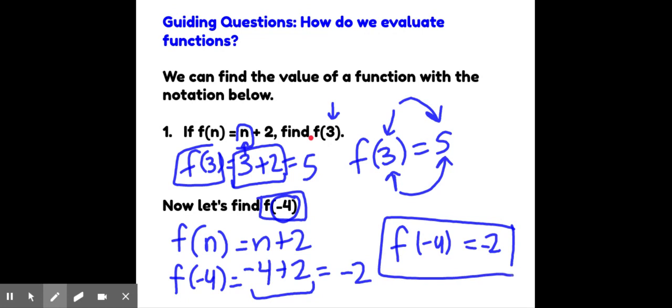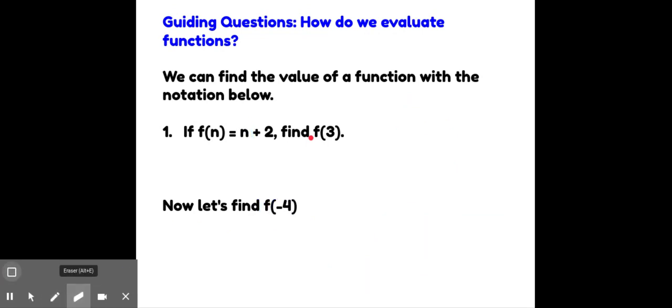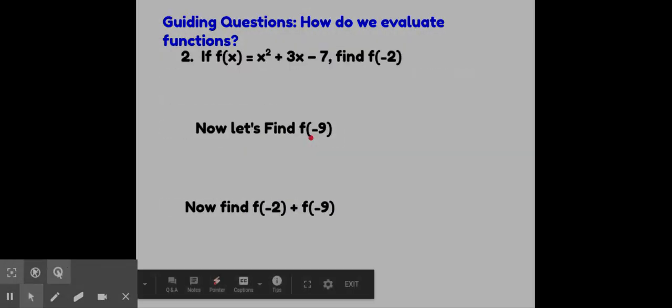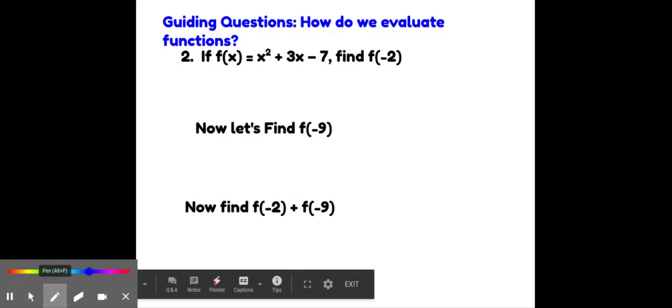But we're going to get into more complicated ones, so I want to make sure that you understand the basics now, like you did when you were in 6th and 7th grade, but it's just different notation. Okay? So flip it over, and we're going to try a little bit more difficult one. And this one has more complicated expressions in it.